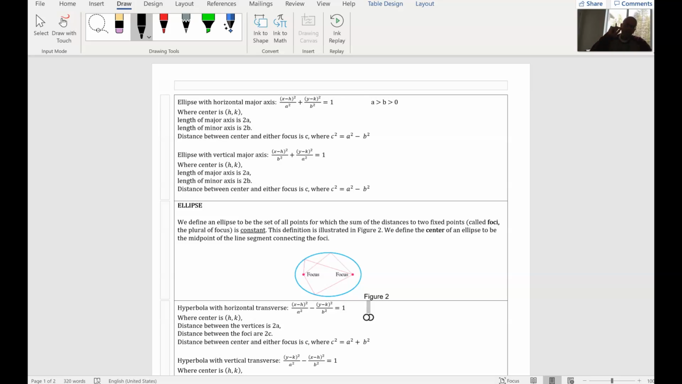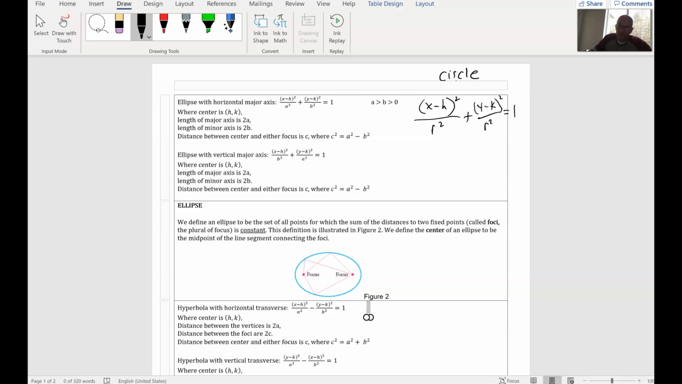So the nice thing is the equation of an ellipse looks very similar to the equation of a circle. Like last time, let me put it right here next to it. You can see (x minus h) squared over r squared plus (y minus k) squared over r squared equals 1. That's the equation of a circle. Okay. So you can see how close they are.